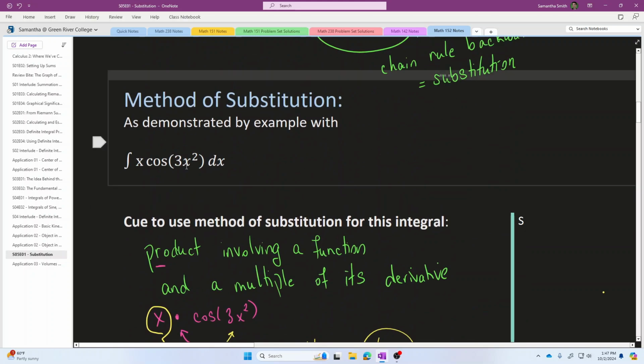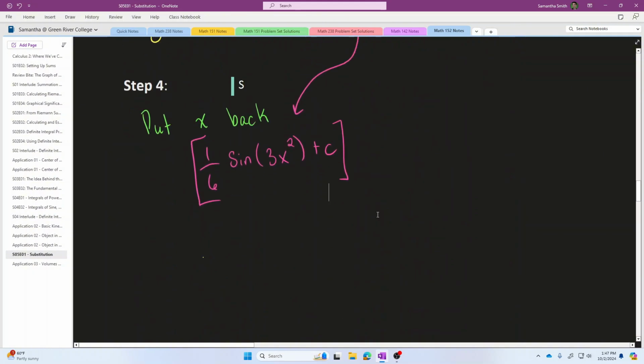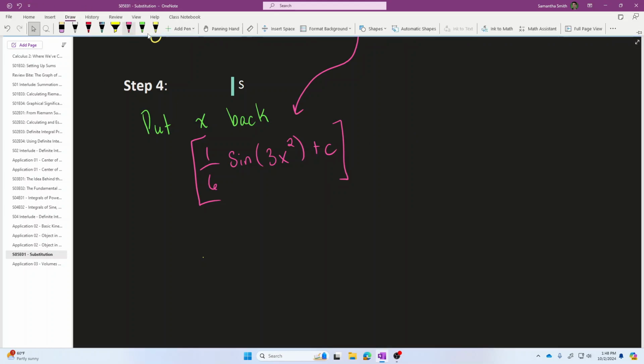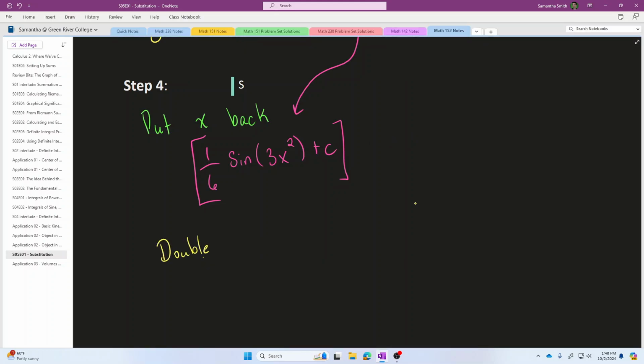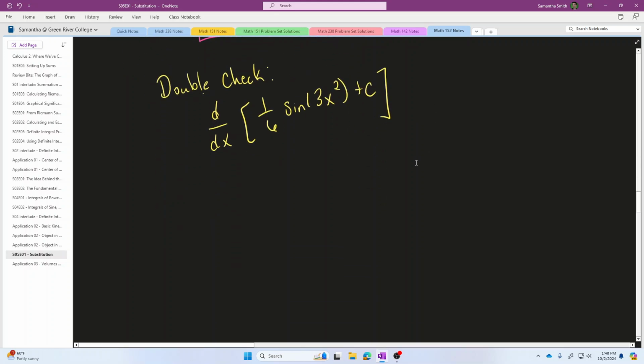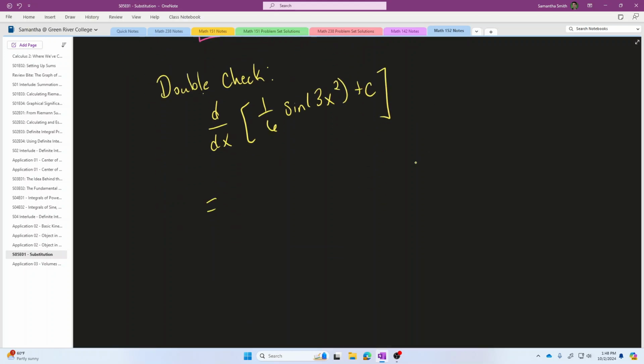What is the indefinite integral of x times cosine of 3x squared? The indefinite integral is 1/6 sine of 3x squared plus c. And if you want to confirm that, you can always double check by using a regular ordinary derivative. If this answer is right, then the derivative of this answer should be equivalent to the integrand that I started with at the beginning of the problem. And I can double check that using chain rule.